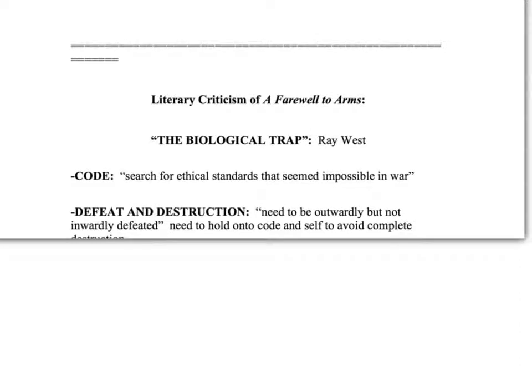For Ray West, he says that the individual code that Hemingway develops through his characters in his novels is a search for ethical standards that seemed impossible in war. So he wants to create a context for his life outside of war that will guide him, that will allow him to have faith in his own behavior and his own ability to do things well and become enfranchised by that, become ennobled by doing things well.